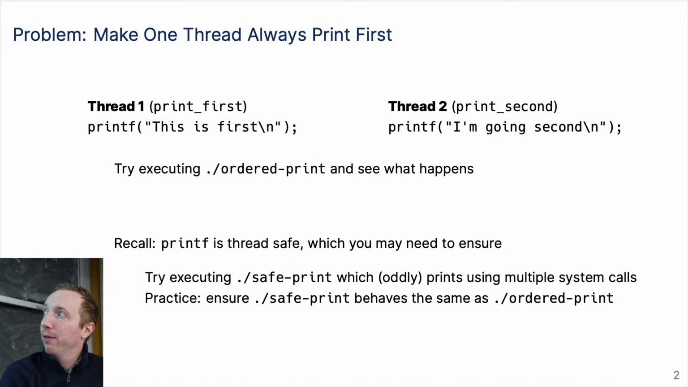So printf is actually thread safe. You may need to ensure things like that. If we wanted to make safe print thread safe, we could put a mutex around all of those 3 write calls so they all happen at the same time, and you can't get interrupted by the other thread in the middle of it. So you can go ahead and do that for practice if you want. You just wrap a mutex around all the write calls.